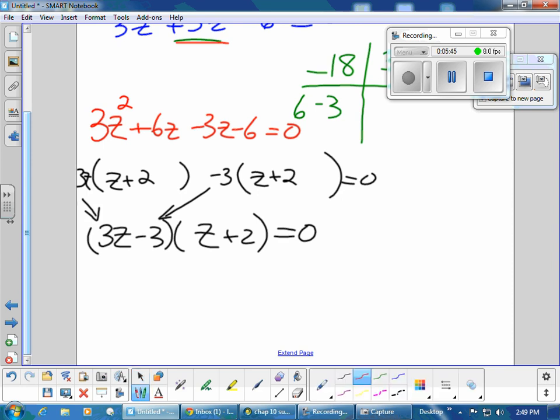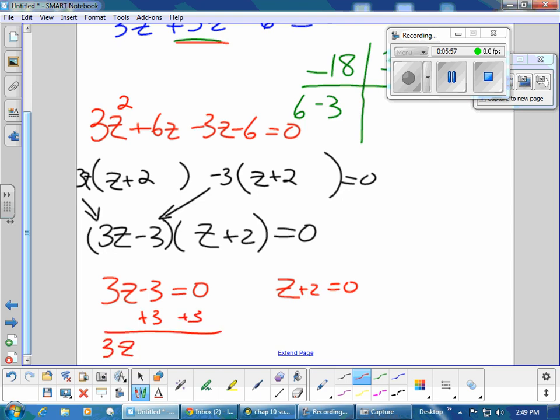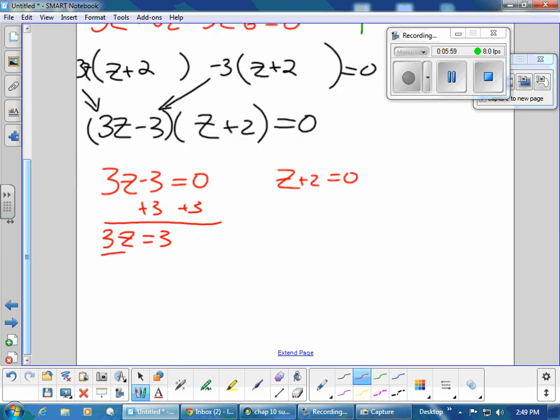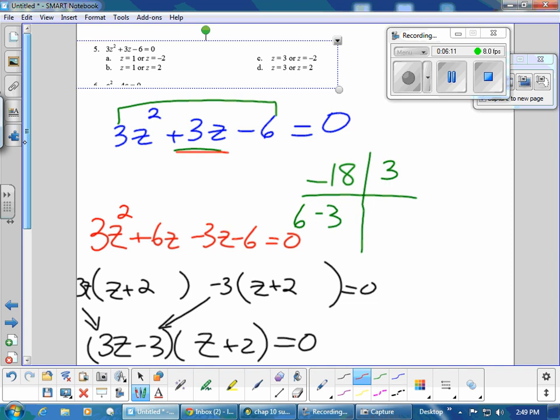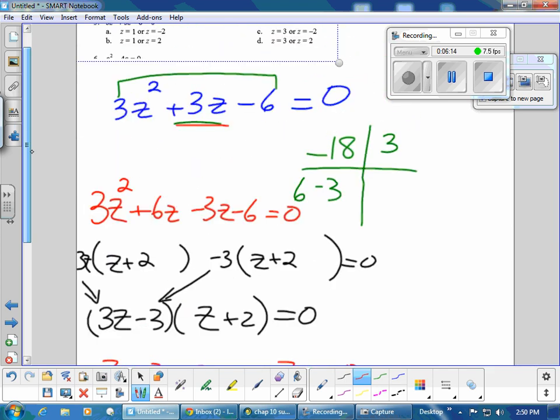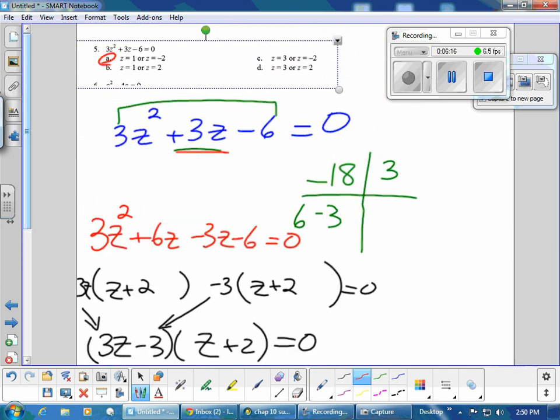And then, once again, the next step is to take these two groups and set them equal to 0. And when I do that, I'm going to get 3z equals 3, and divide by 3, and z equals 1. Over here I'm going to subtract 2, I'm going to get z equals negative 2. If I look at my answers, 1 and negative 2, that looks like answer A for 5. That is correct.